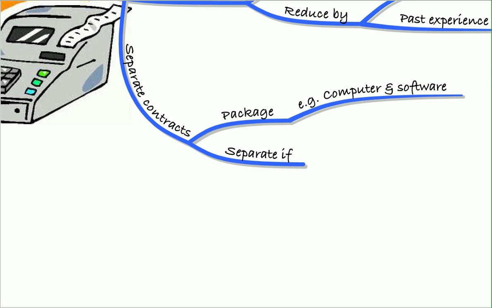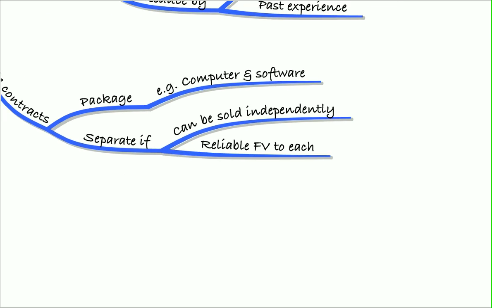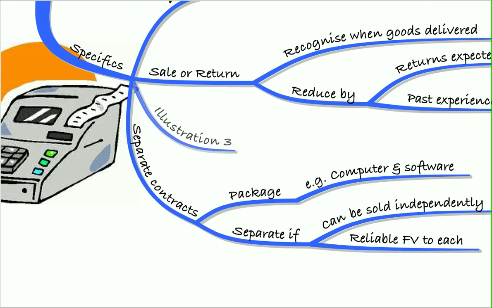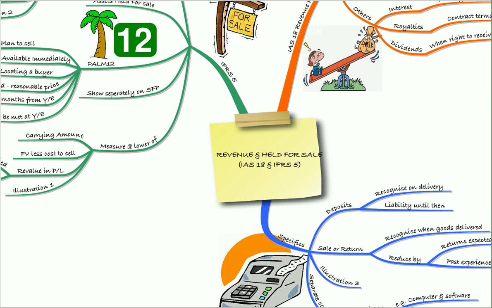So if we can separate it, we will do. And that will be if we can sell each of them independently and put a fair value on each of them. Then we need to separate it into the goods revenue and the services revenue. Recognise the goods when it's delivered and the services over the stage of completion of the contract. So we did a detailed example of that in illustration 3. So that was a recap of our lecture on IAS 18 and IFRS 5.